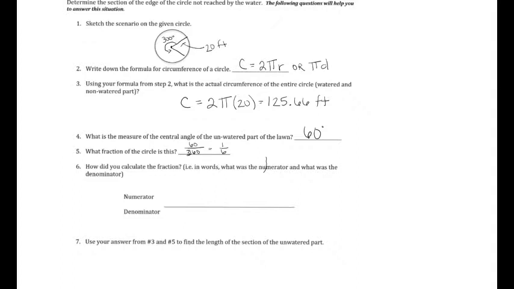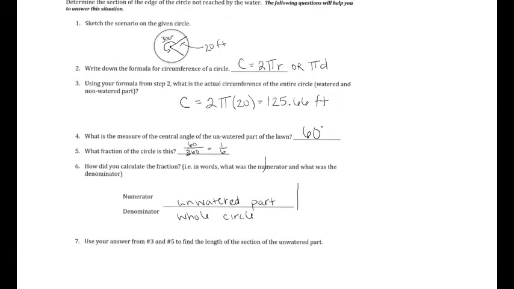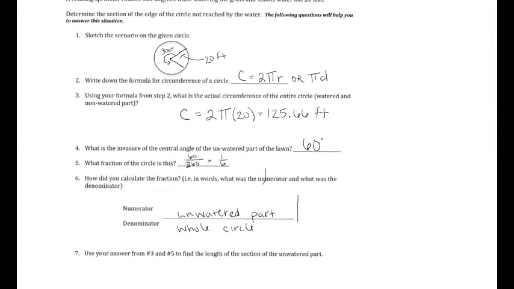So how did I calculate this? My numerator was the unwatered part, and my denominator was the whole circle. So I'm now going to use my answers from 3 and 5. So in other words, my total circumference and my fraction of the circle I have to find the length of what is unwatered. So I want to find out how long this section is that is unwatered.